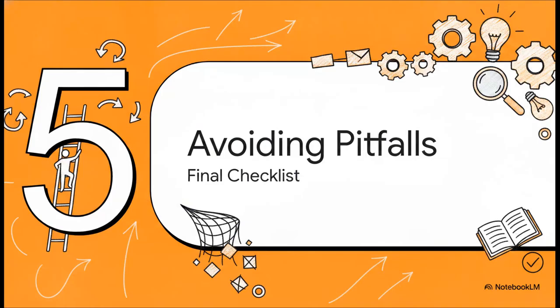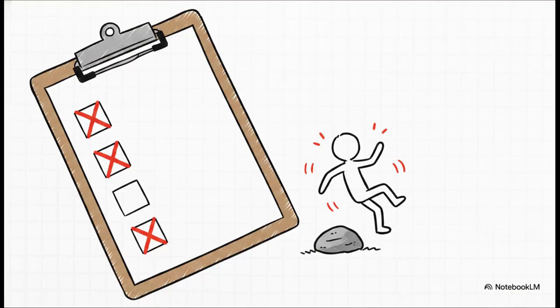Let's wrap things up with Section 5, Avoiding the Common Pitfalls. Final checklist. I want to make sure you're fully equipped to avoid rookie mistakes, so let's rapid fire through these. First, do not treat this as just thematic analysis with extra steps. You must have an explanatory core category.